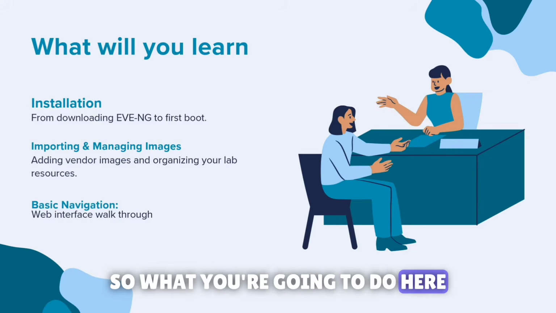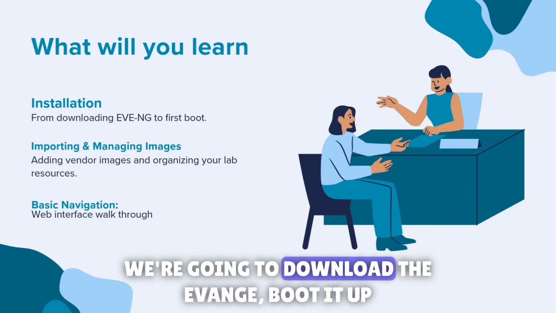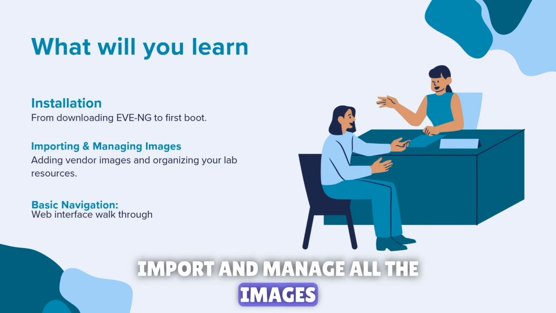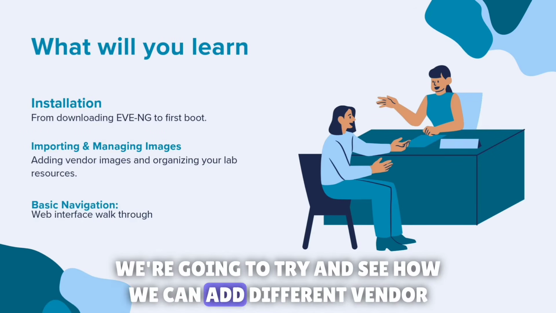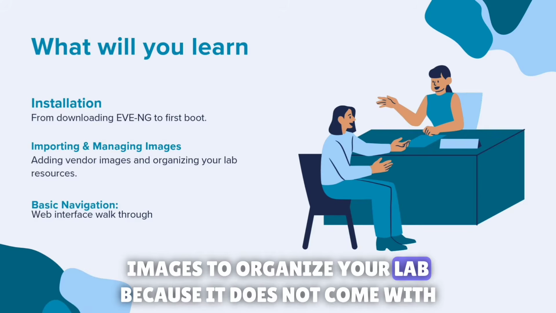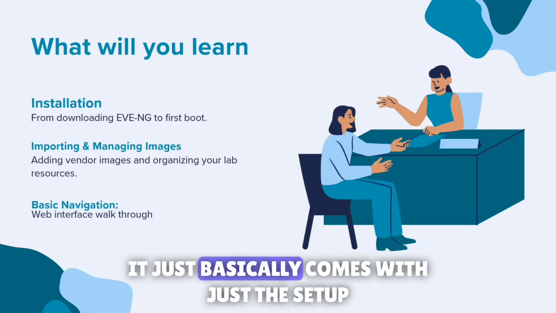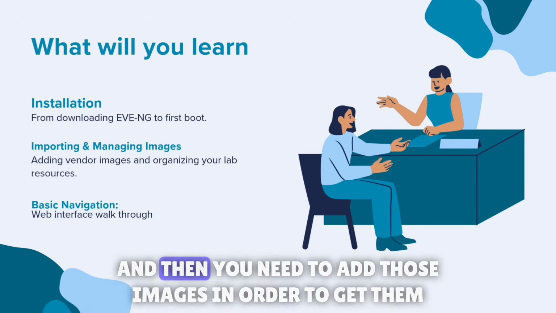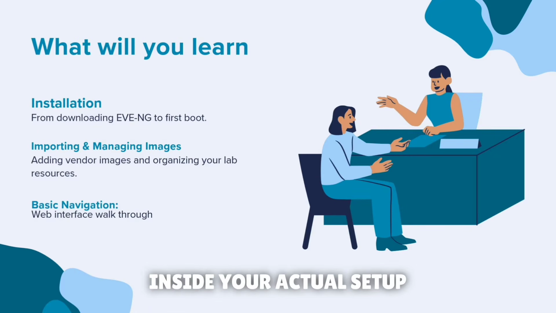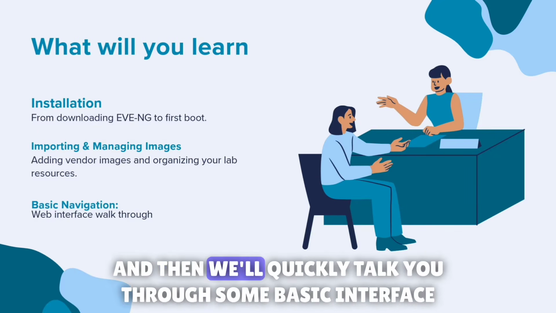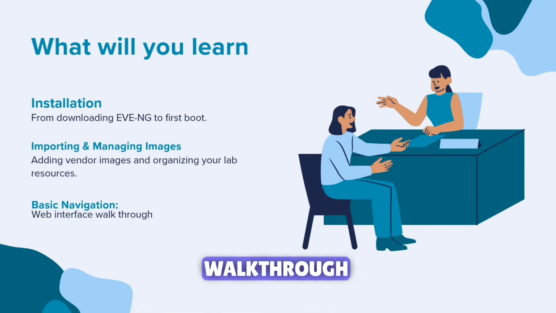So what we're going to do here is the installation. We're going to download the EVNG, boot it up, import and manage all the images. We're going to see how we can add different vendor images to organize your lab, because it does not come with that. It basically comes with just the setup, and then you need to add those images in order to get them inside your actual setup. And then we'll quickly talk you through a basic interface walkthrough.